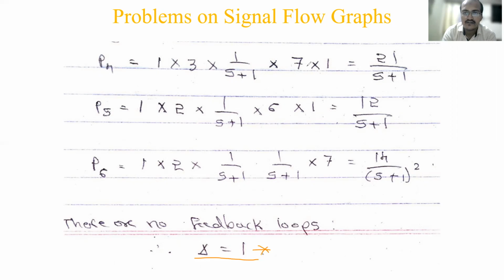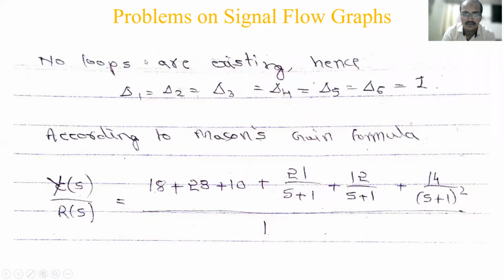Similarly, delta 1, delta 2 also are not coming because no loops are there. So delta 1, delta 2, delta 3, delta 4, delta 5, and delta are all 1. No loops are existing, hence all the values are 1.